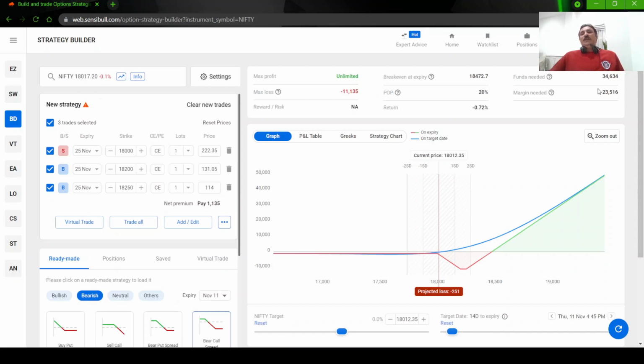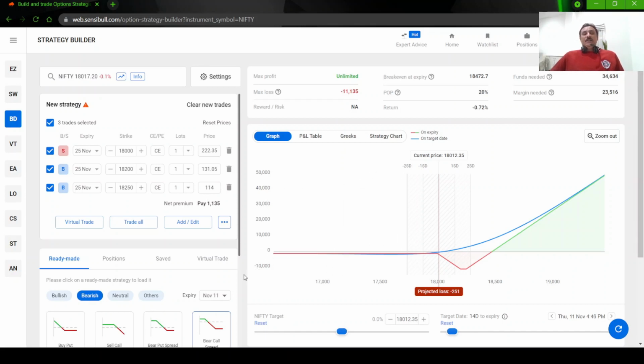For this, you have to pay a premium here and a margin here, but this margin can come from your collateral. If you have shares, you can pledge your shares and get a collateral. Probably you will use 50% cash and 50% collateral, so 11,000 plus in cash is what you have to use. The remaining can come from collateral.